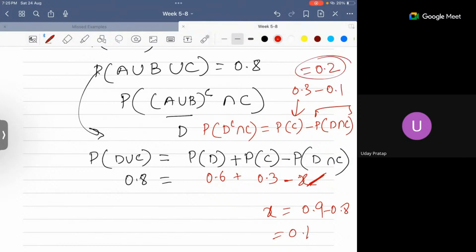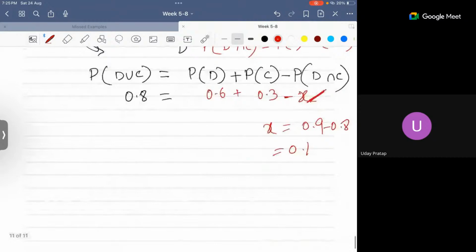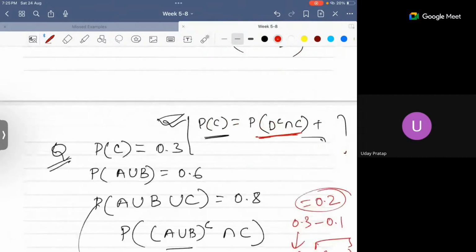And this type of problem can come in the exam also, so you should be knowing this. You should also know the complement. The probability of A complement is 1 minus the probability of A. You are already aware that the complement is just 1 minus the probability of having the event A.